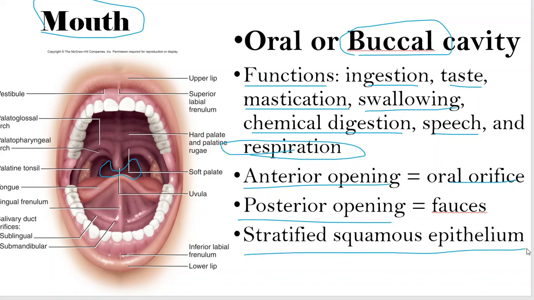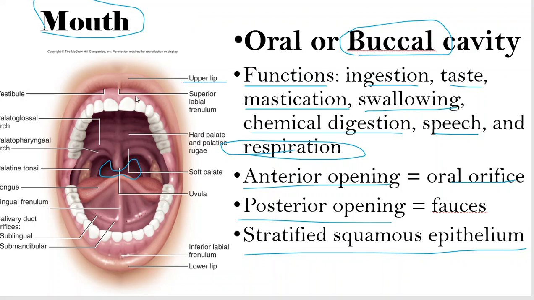Inside the mouth, it's not keratinized, but it is stratified squamous epithelium, because with the food going through and everything, there's a certain amount of friction. And so we have the stratified epithelium that will actually be scraped off. Let me go through this.